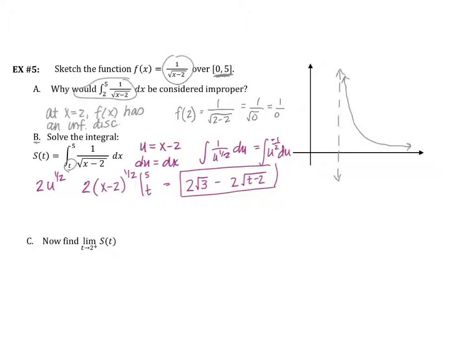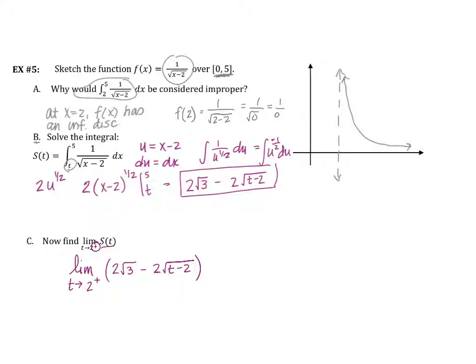Okay, looking at part C. Now let's find that limit, and notice that we're only approaching from the right side, because on the left side we're not going to be able to find any values. There's nothing over there because I'm taking the square root of negatives, and that can't happen. So we found what s at t was. So now let's look at our limit. As t approaches 2 from the right, of 2 square root of 3 minus 2 square root of t minus 2.